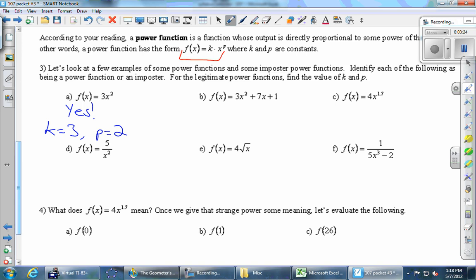All right, how about this next one? 3x squared plus 7x plus 1. Does it look like k times x to the p? No. Nowhere in our definition do we have what important math symbol? A plus sign. There's no room inside of a power function for pluses. That's an imposter.